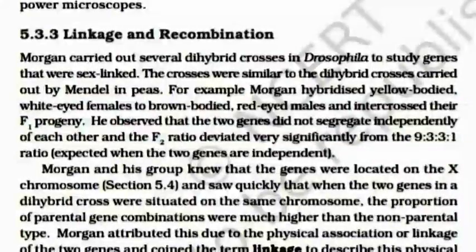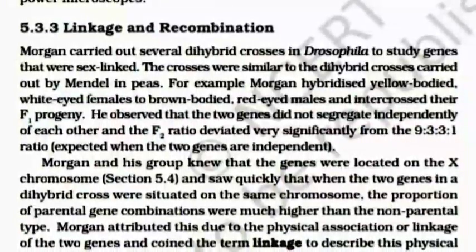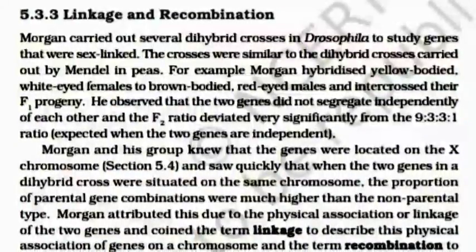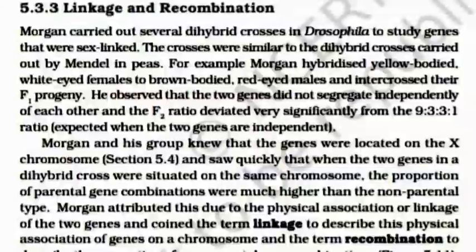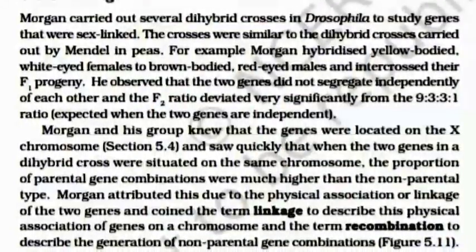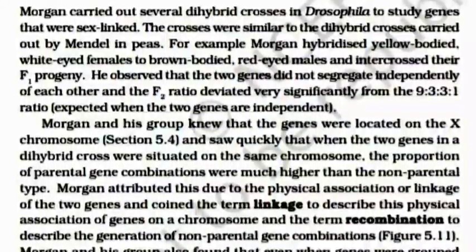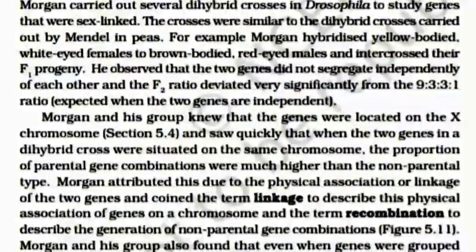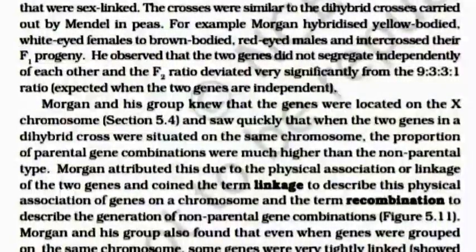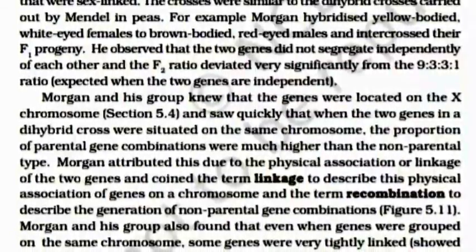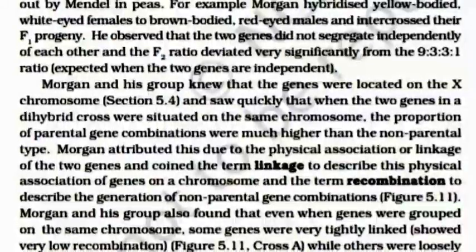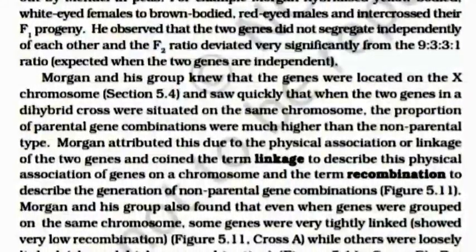F1 progeny. He observed that the two genes did not segregate independently of each other, and the F2 ratio deviated very significantly from the 9:3:3:1 ratio expected when the two genes are independent. Morgan and his group knew that the genes were located on the X chromosome and saw quickly that when the two genes in a dihybrid cross were situated on the same chromosome, the proportion of parental gene combinations was much higher than the non-parental type.